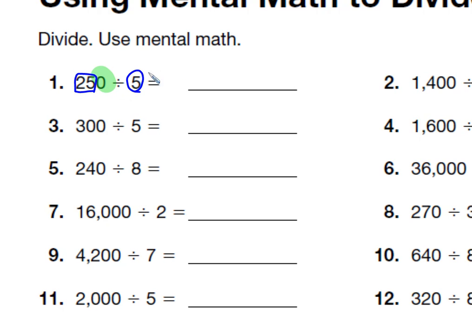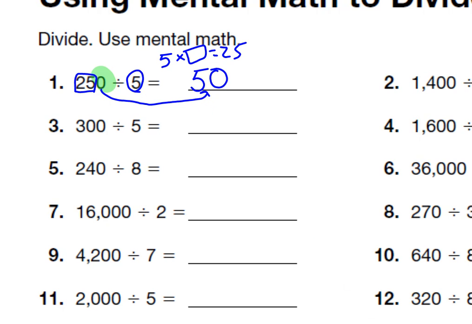25 divided by 5. Well, we all know that 5 times blank equals 25. And what goes in that blank? It's 5. 5 times 5 is 25. So if we use our fact families, we'll know that 25 divided by 5 is also going to be 5. Okay, but now we need to go back to the original problem. The original problem was not 25 divided by 5. It was 250. So we have to take that 0 and put it back in. And if we put it back in here, we have to put it back in over here. So our answer to 250 divided by 5 is 50.